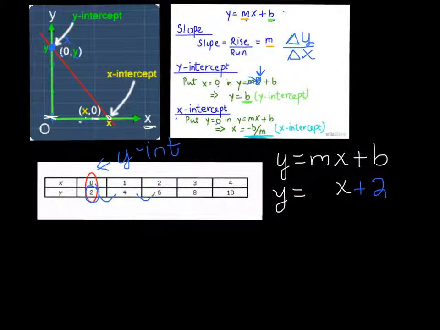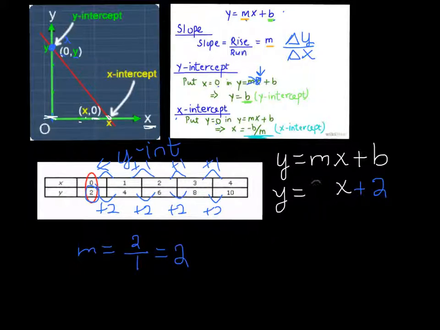Well, let's look at all these y's: 2, 4, 6, 8, 10. Those are going up by 2 every time, right? So far, our slope is 2 over how far the x is going up. Each time, they're going up by 1. Up 1, up 1, up 1. So our slope is just 2, and we can put that number in that equation. So that'd be the equation for that table right there.